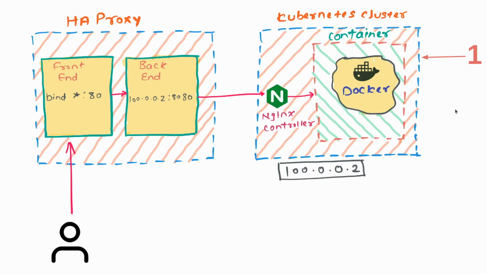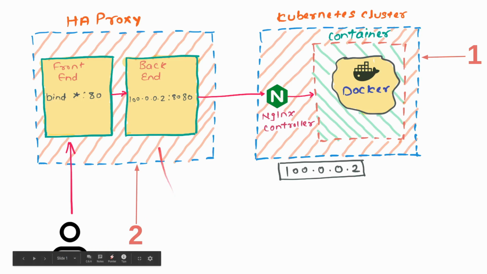Okay, so proceeding to step number 2, I'm assuming you have done all the Kubernetes cluster setup on your local development machine, or you're using one of the cloud service providers. In step number 2, we are going to set up the HAProxy. HAProxy is a load balancer, and as you can see on the diagram, it is step number 2 here.